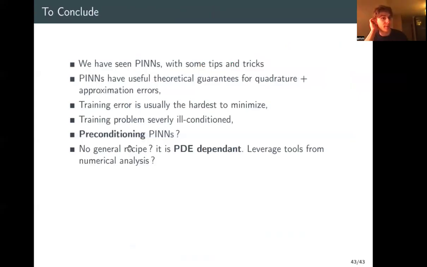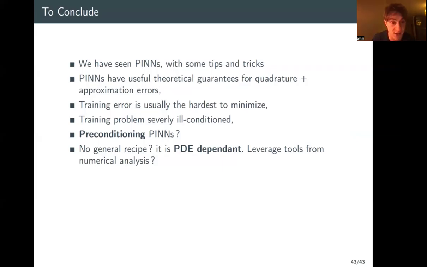So now I'm done. And just to conclude, we saw different PINNs techniques, different tips to try to get the training loss to 0. Training error is usually the hardest to minimize, and this is due to the fact that the training problem is inherently ill-conditioned. And then the question is, based on this insight, can you develop methods based on preconditioning ideas and numerical analysis in order to train PINNs more efficiently?